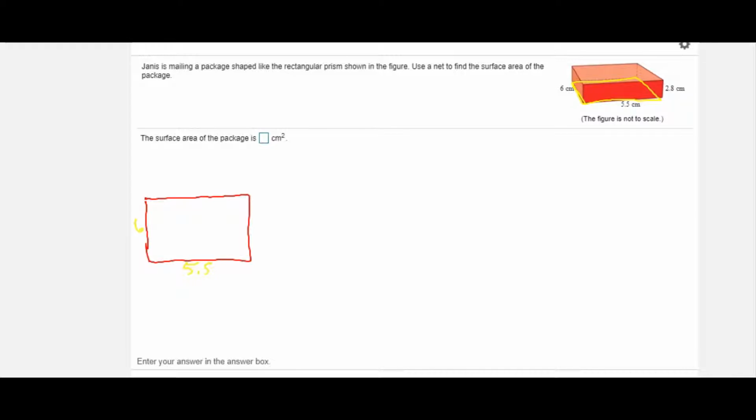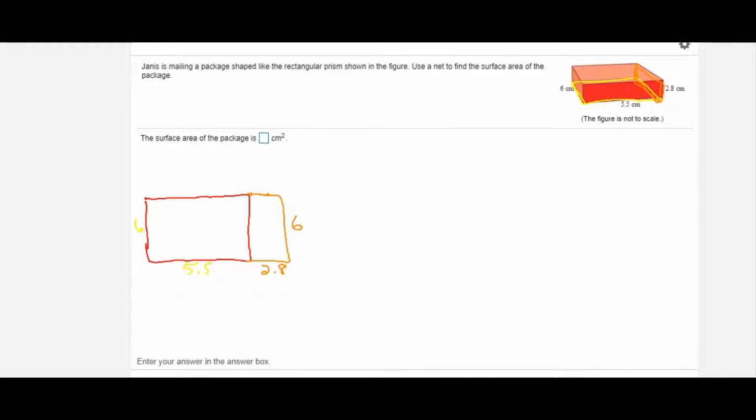And then I need to draw a lateral face that's connected to that. So I'm going to draw the right face, which is going to go right here. And then I'm going to outline it, which is right here, in orange. And what are the dimensions of my right face? 2 and 8/10 centimeters and 6 centimeters.